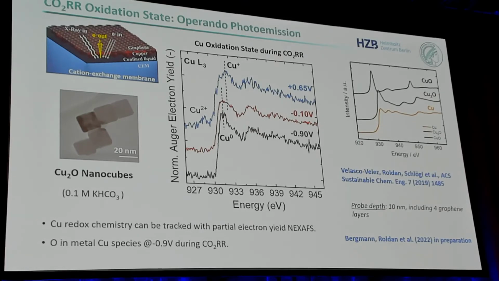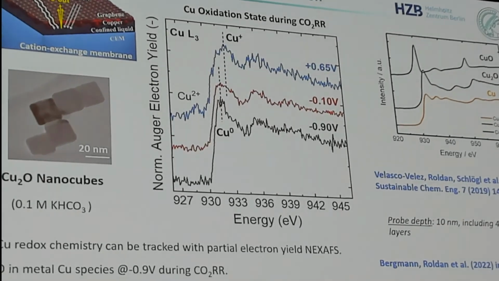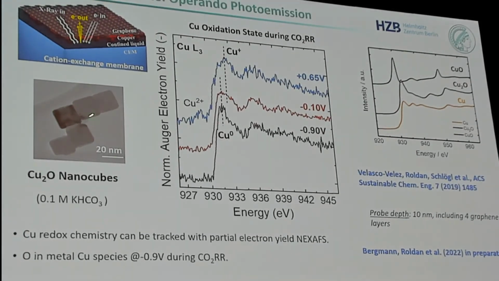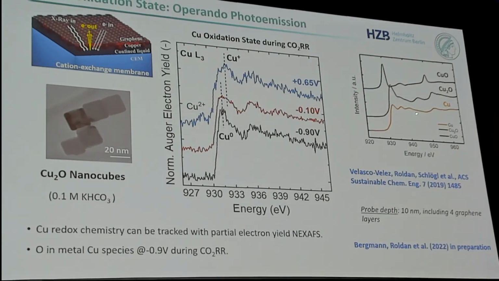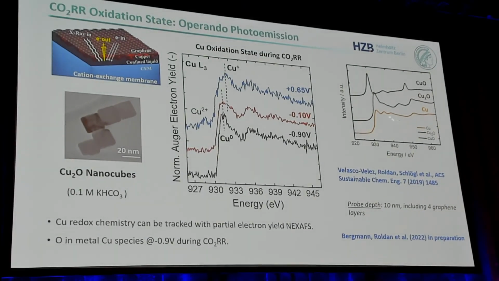So in collaboration with the group of Robert Schlögl, we did very difficult photoemission experiments, so-called near-ambient pressure photoemission experiments, in which you can put your material, in this case the copper oxide cubes, in one of these cells that are capped with graphene. And then we can do NEXAFS studies under reaction conditions, under potential control. This is the same potassium bicarbonate electrolyte that I have shown you until now. And what is very nice about the NEXAFS data is that you can distinguish very well when you have metallic copper, when you have Cu2O, and when you have CuO.